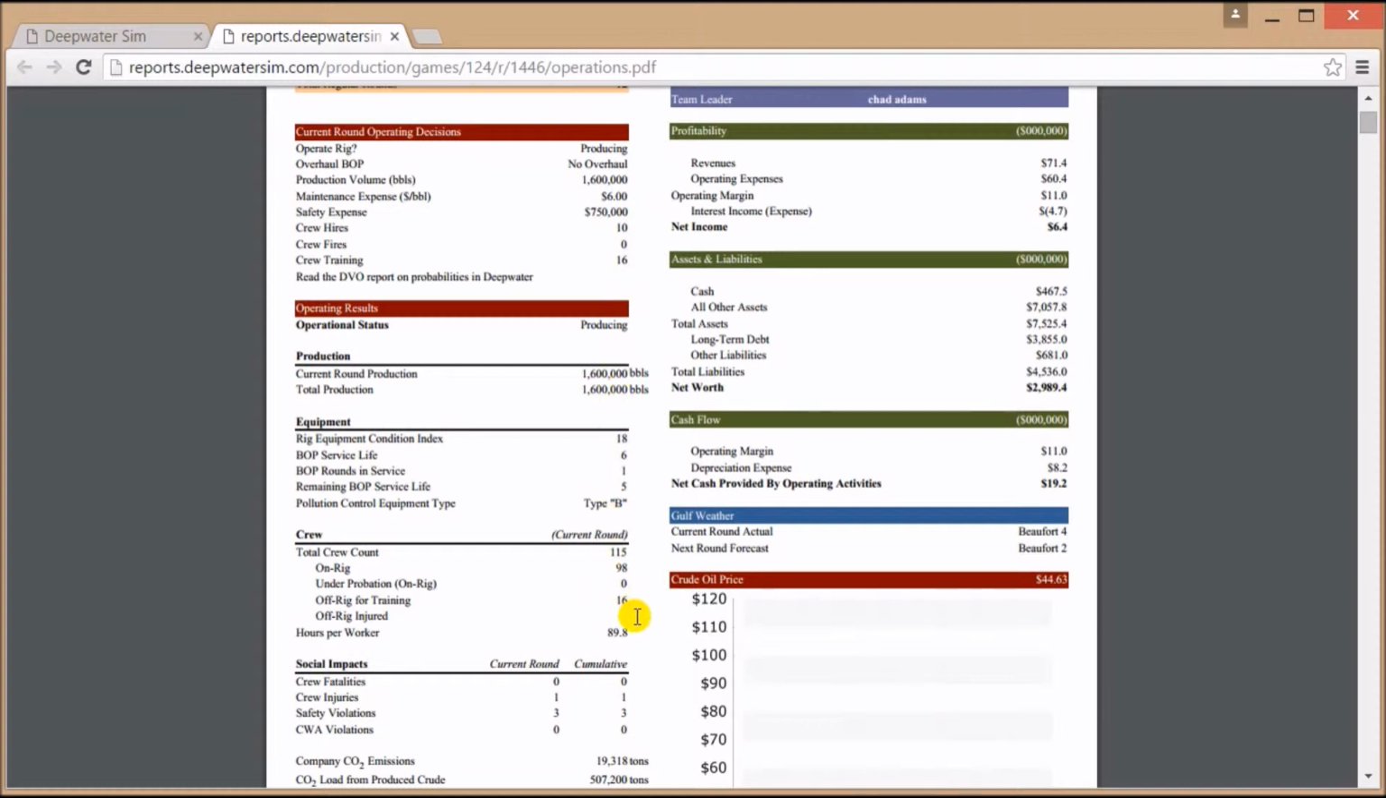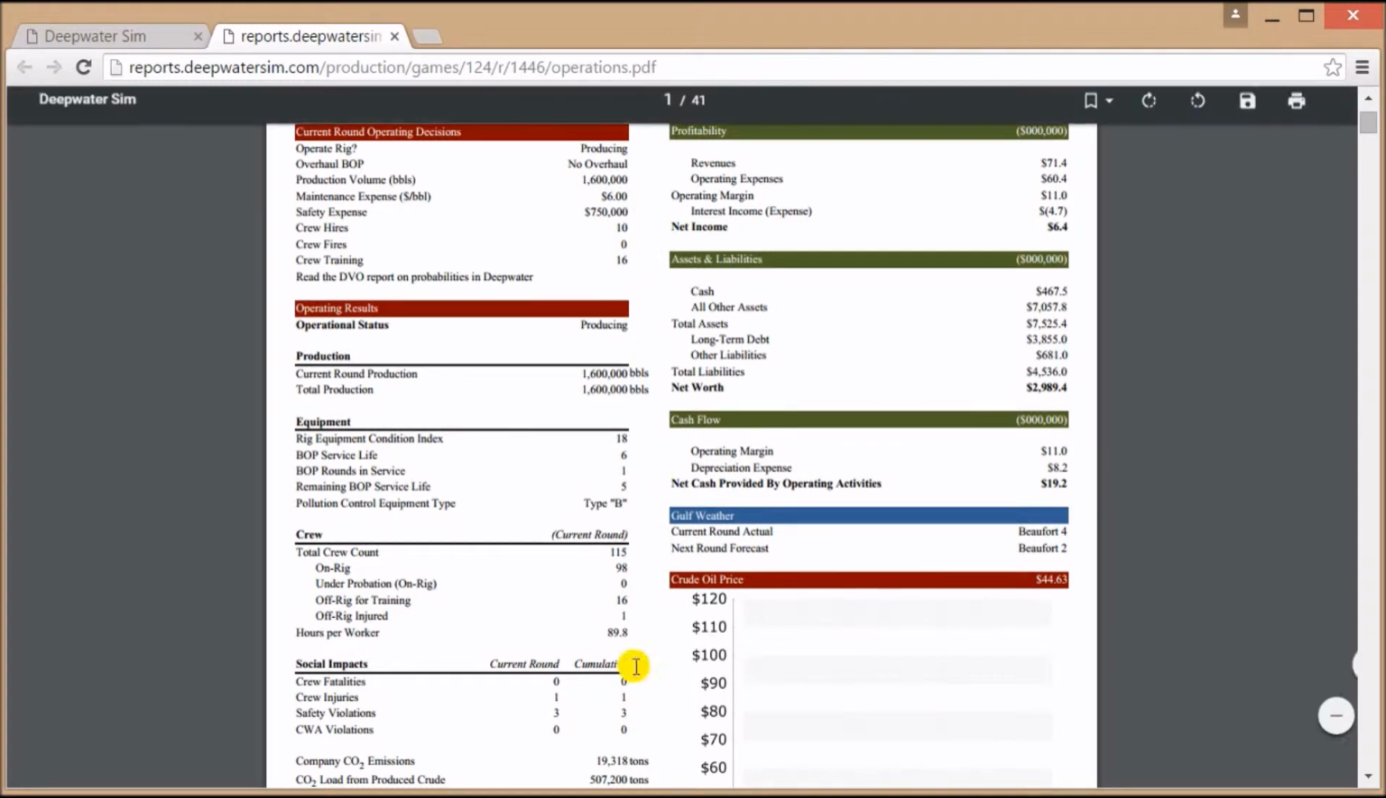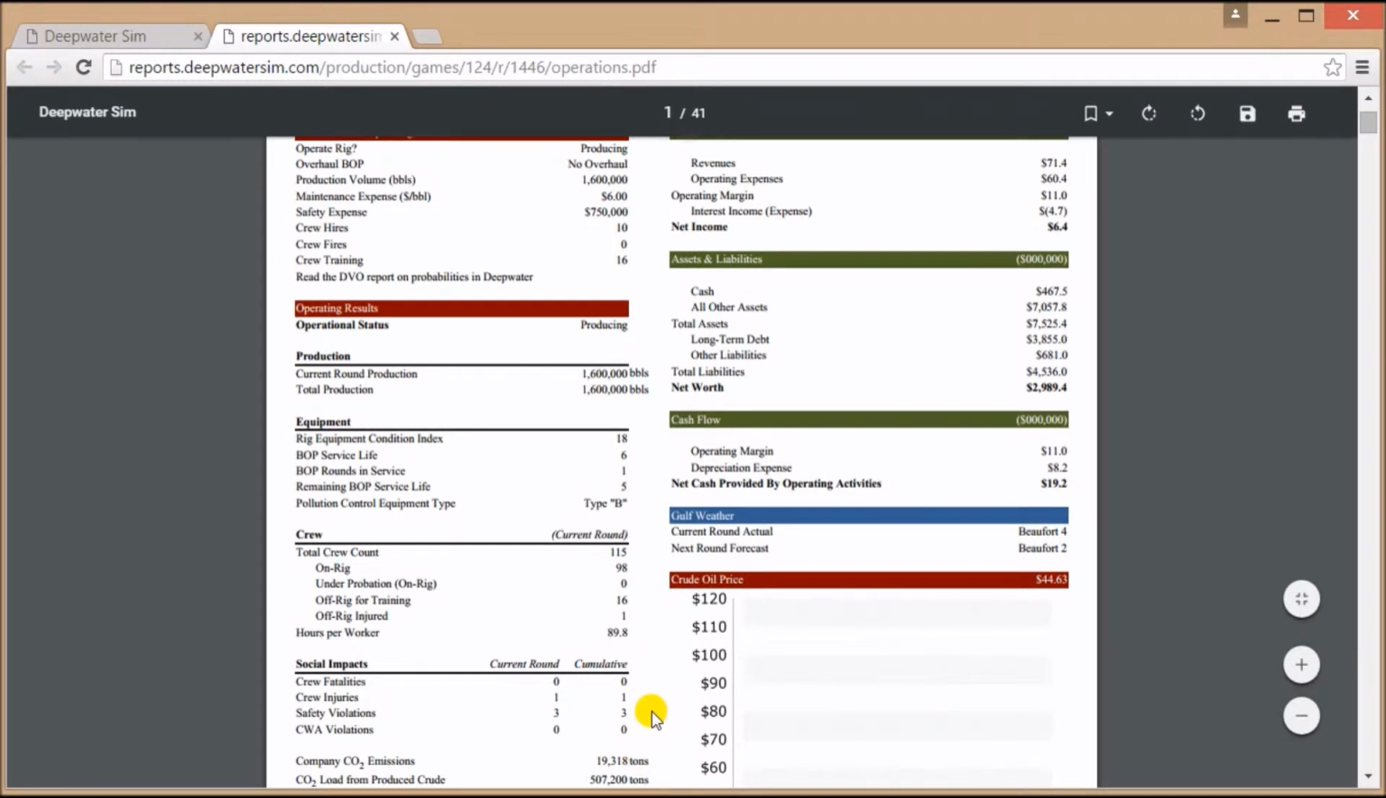And if we go down to our social impact section, we see, just so happens that there was an injury. They spent way less than the baseline on safety, and the result was they have one injured crew and also got tagged with 3 safety violations. Now, is it possible for a team to operate below baseline on safety and not injure a worker and not get a safety violation? The answer is yes, it's possible.